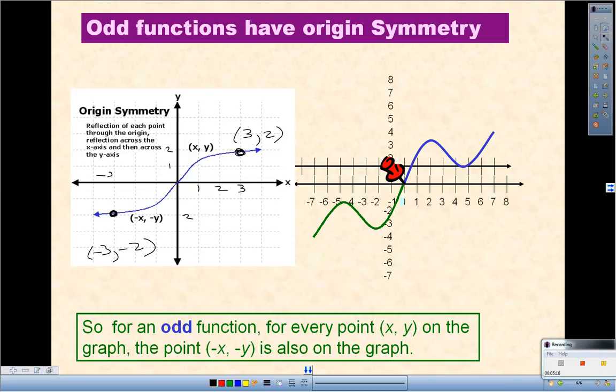Now, for all of these examples so far, I've been giving you pictures, and you can typically visually eyeball whether or not a function has symmetry and whether it's even or odd. But let's say I don't give you a picture.